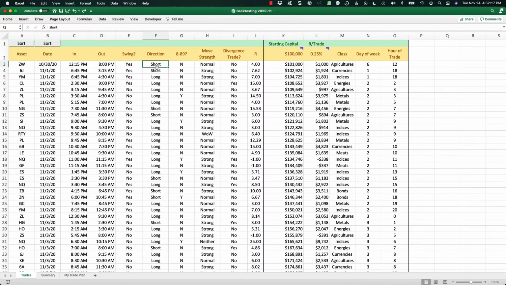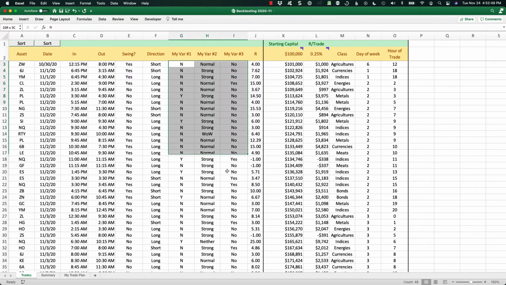Was it long or short? This is basically a strategy that I use called 889. So you can say my variable number 1. So you could put your own type of variable in there. I like to use move strength. Was it a normal strength? And I didn't chart this, but you can do my variable number 2, and also my variable number 3. All right, so those are 3 of my particular variables that I look for when I trade.